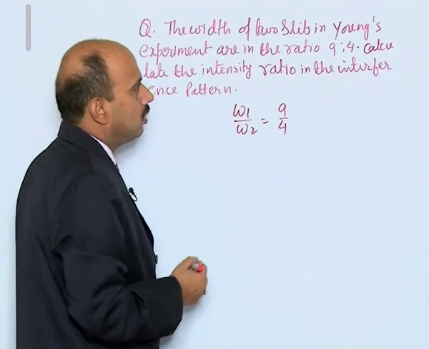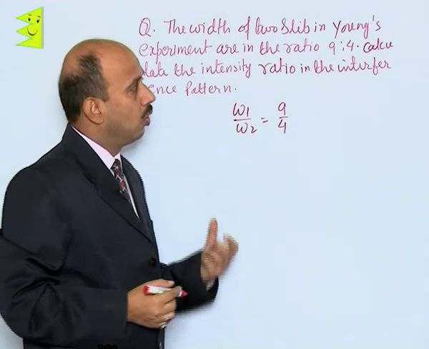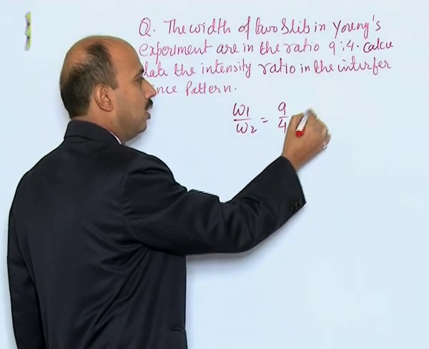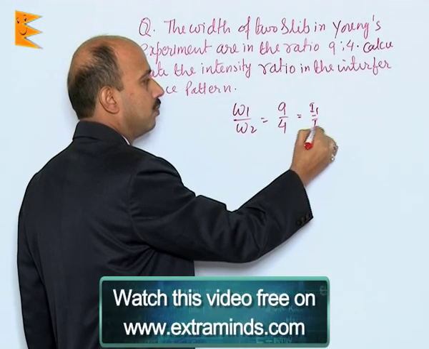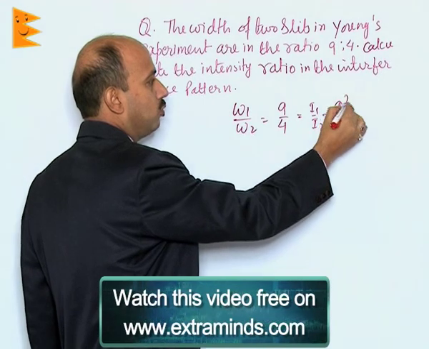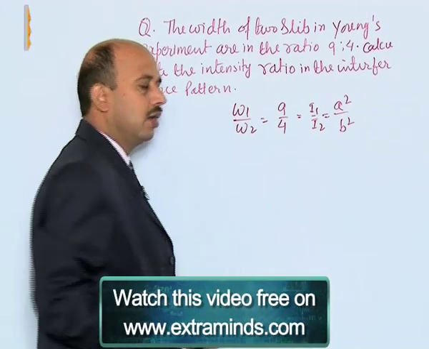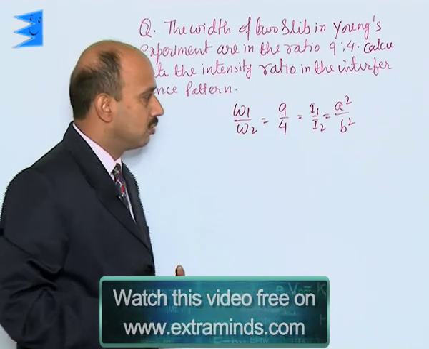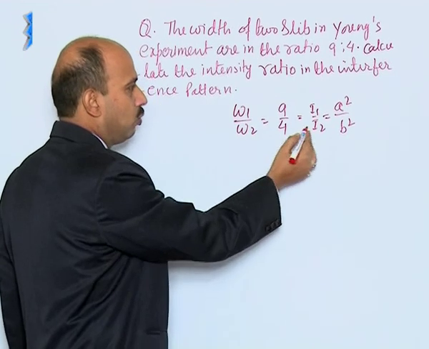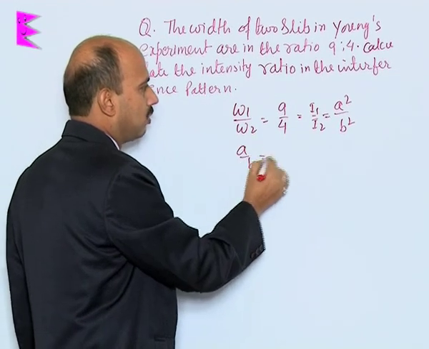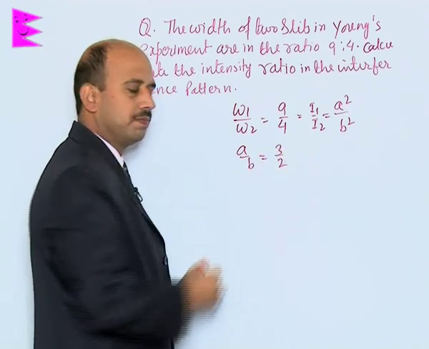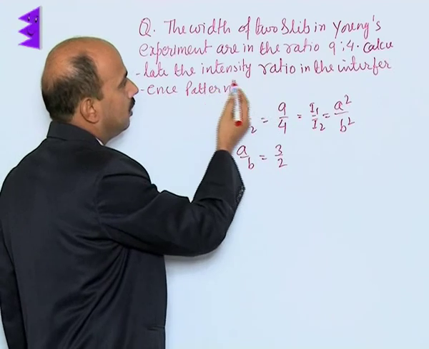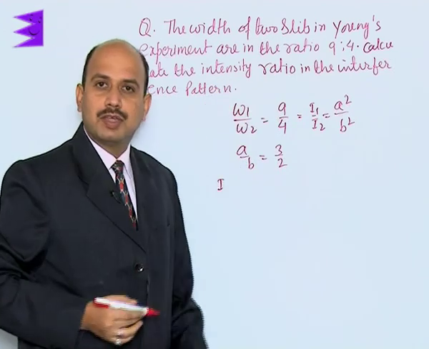So we know the intensity ratio of the light coming from the two sources is I1 upon I2, which is also equal to A square upon B square. A and B are the amplitudes of the light waves coming from two coherent sources. So we can write A is to B is equal to 3:2. Now we have to calculate the intensity ratio in the interference pattern.